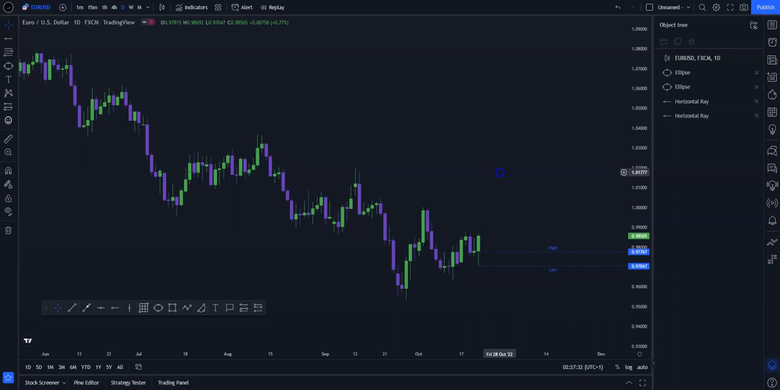We'll be talking about ranges and how we identify a range. What is a range? So look forward to that.